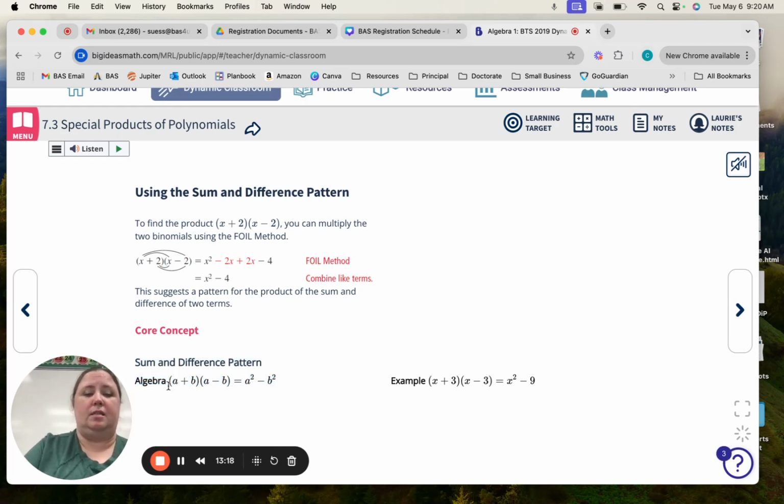So when you see this, a plus b, or whatever the number is, you can just automatically write it as the first variable squared minus the second variable squared. I'm going to go over the example. I'm waiting for you to write the concept.